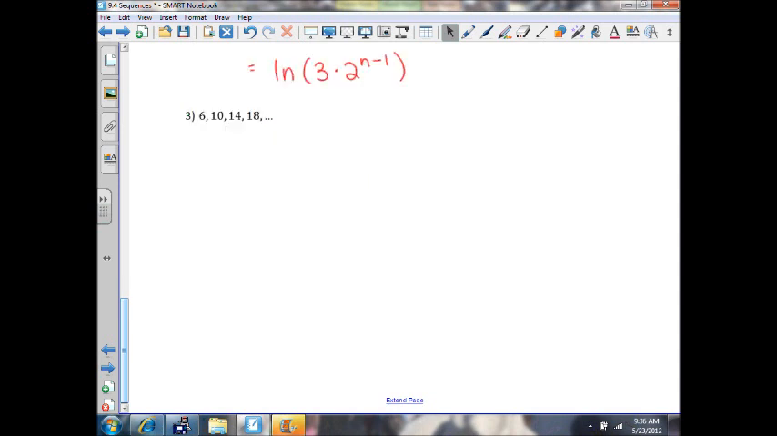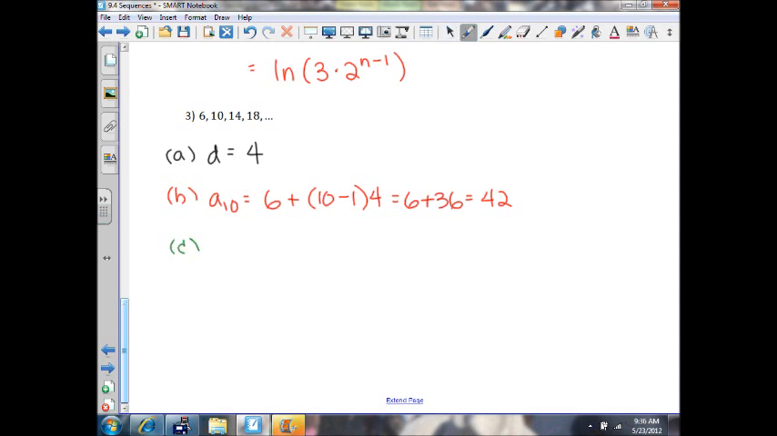Now number 3, your common difference is 4. It's going up by 4 every time. For part B, your 10th term will be your first term plus 10 minus 1 times 4. So 6 plus 36, which equals 42.